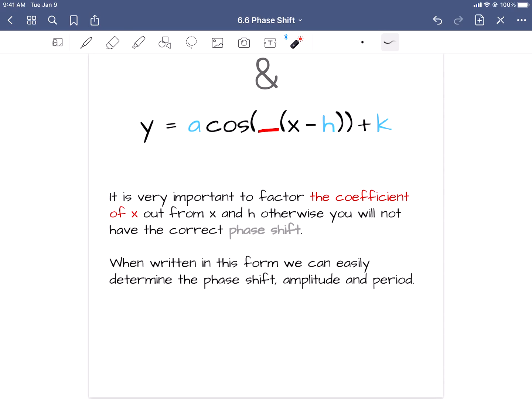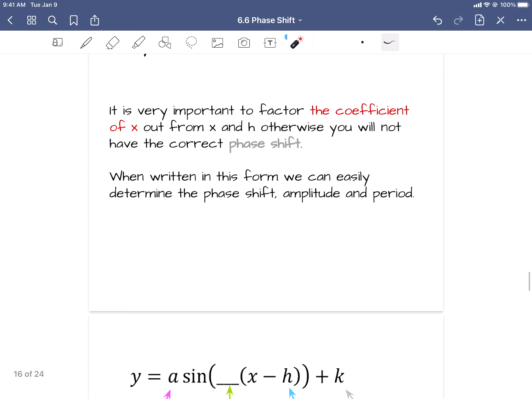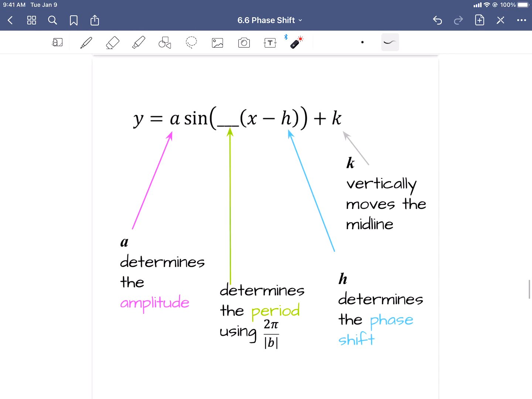And this allows us to see the amplitude. I'm sorry, not the amplitude. Well, it does allow us to easily see the amplitude, but I was trying to say phase shift because I haven't mentioned phase shift yet. You won't know the phase shift if you don't have that guy factored out.